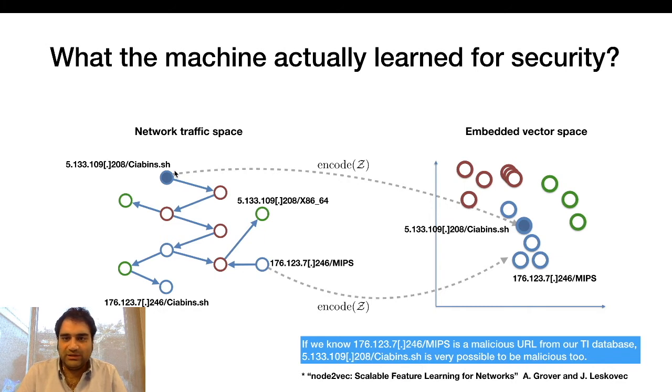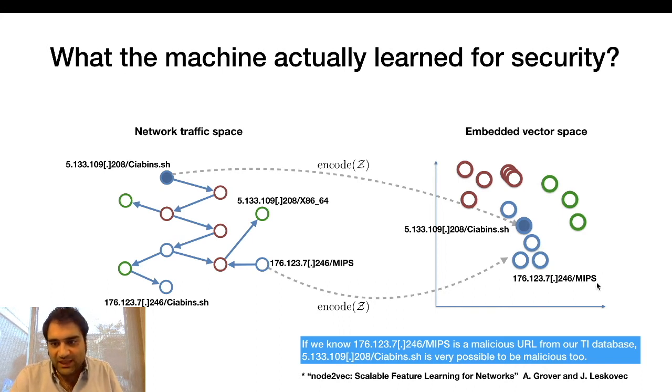The machine learning algorithm that we use for embedding provides an encoding function Z that will map each of these nodes from network traffic space to embedded vector space. And as I mentioned in the previous slide, vector space has an interesting attribute where each two vectors can be checked with the angle between those vectors. If we calculate the cosine of those angles, that can be used as a similarity measurement. So if two vectors are very near to each other in this space, we can judge that maybe they are doing the same thing.